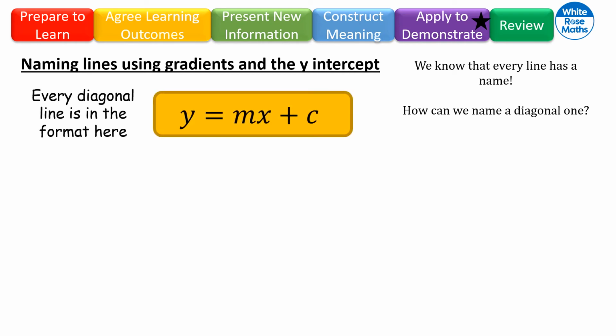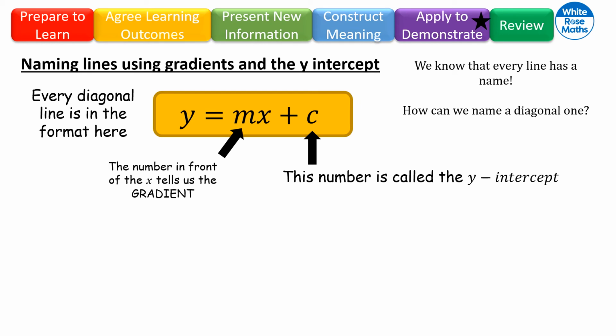So every diagonal line is in the format that I've put in this yellow box, y equals mx plus c. Now hopefully you remember earlier that the number in front of an x is actually the gradient, okay? So in this format, whatever that number is, that will be your gradient of the line. And then we've got this bit here, c, which will be a number. This is called your y-intercept. And what that means is where the graph touches or crosses the y-axis, which is your vertical axis. Okay, make sure that's down in your book.